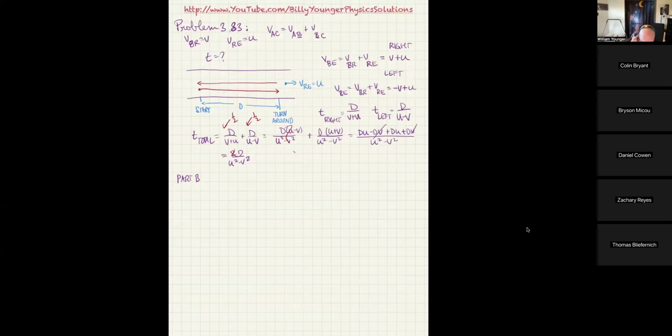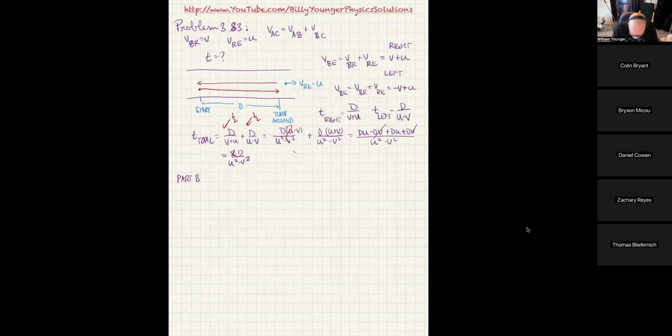So I'll just put that there. But you see the trick of what I was doing, so you should still be able to make that out. Now, part B, it says derive a formula for the time needed to make a round trip of total distance D if the boat makes the trip by moving directly across the river and back.